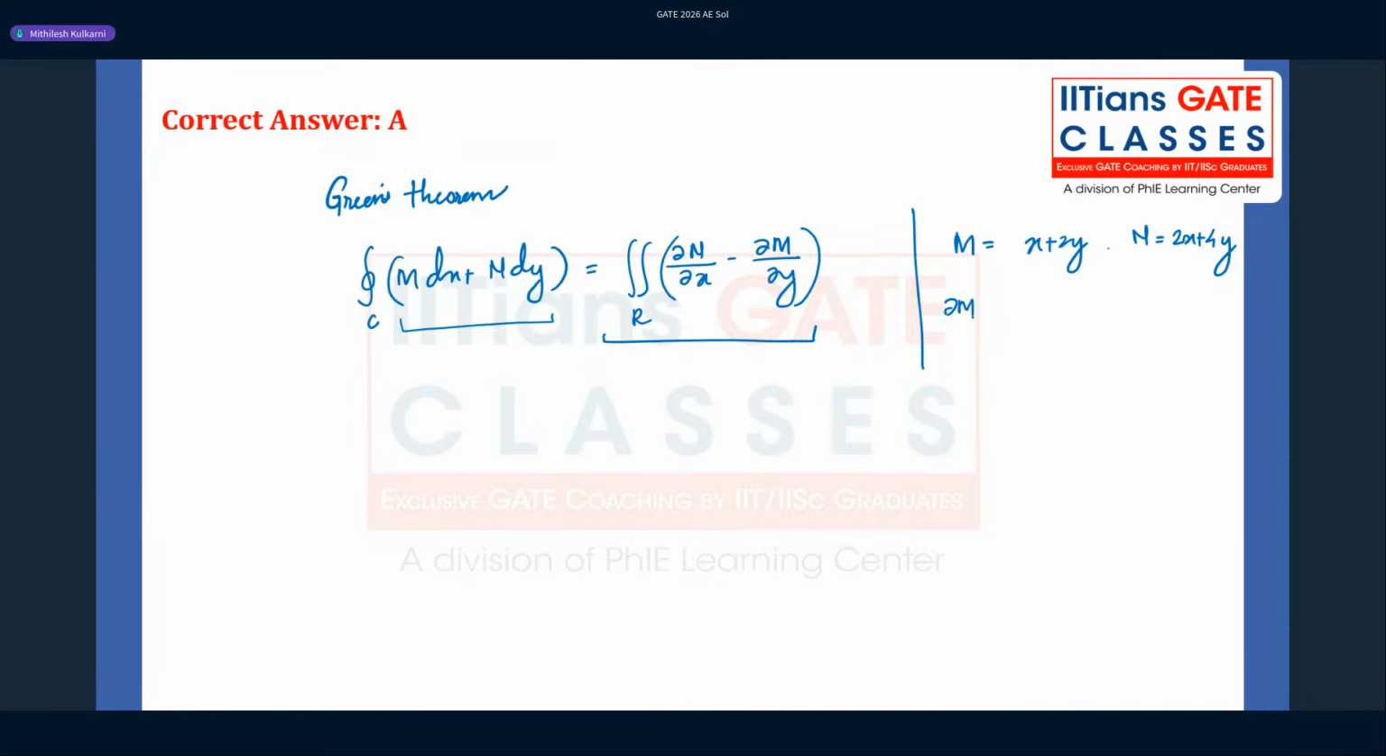Differentiation of m with respect to y is 2. Differentiation of n with respect to x is also 2. So we got both the derivatives as 2, and 2 minus 2 becomes 0. So the double integration over the region R is 0. Since our integrand is 0, the final answer is 0. So we can choose option A for this question.